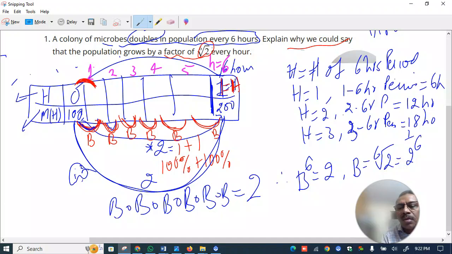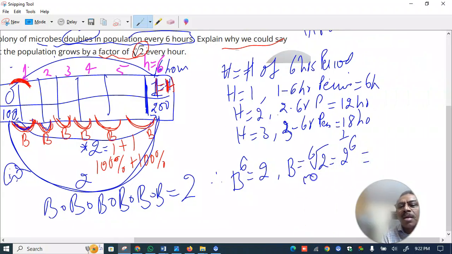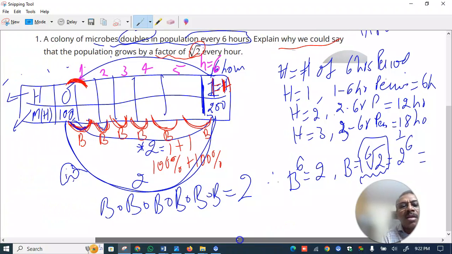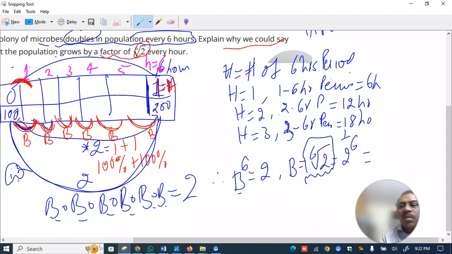Now 2 raised to 1/6. So the question was asked, is this really the scale factor? To give the reasoning, you can either say, hey, for every hour, let B be the growth factor. That means from 0 to the 6 hour period, there are 6 factors, the same factor. So you have to multiply it by itself 6 times, which will get B raised to 6, and you get the answer.